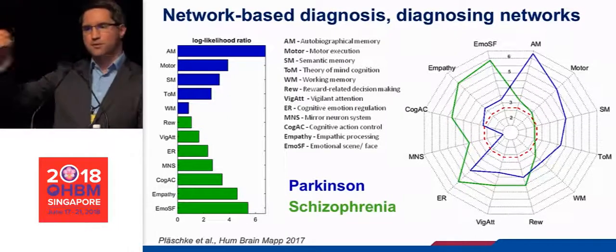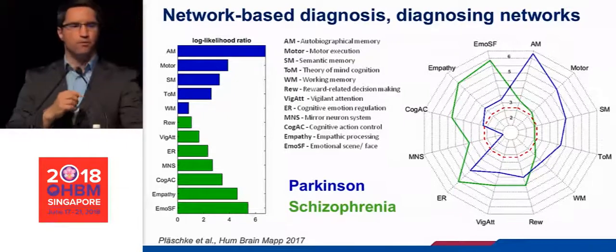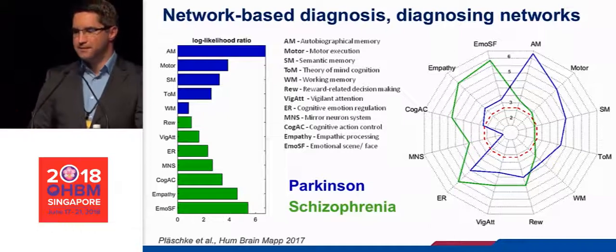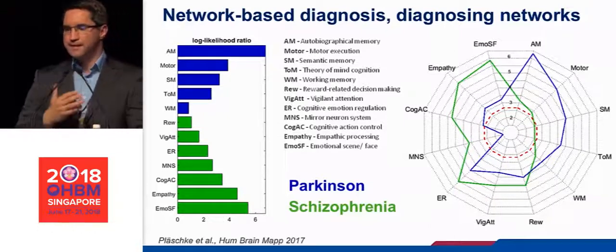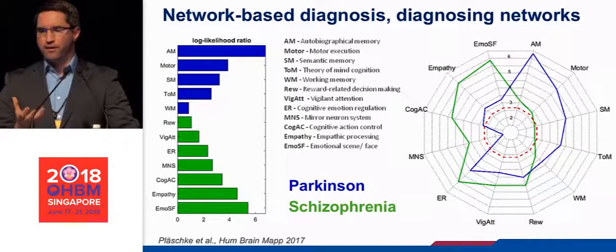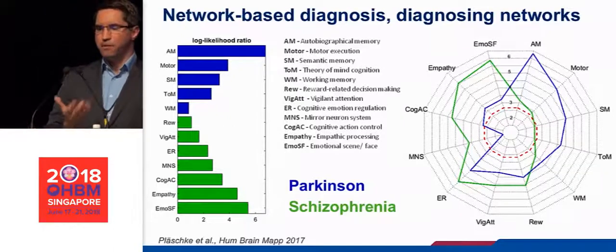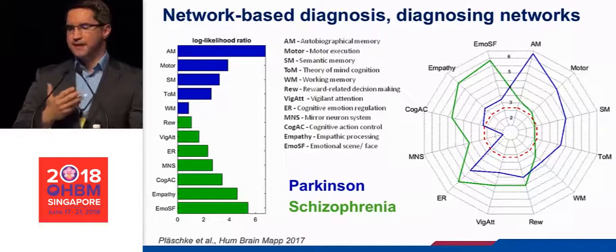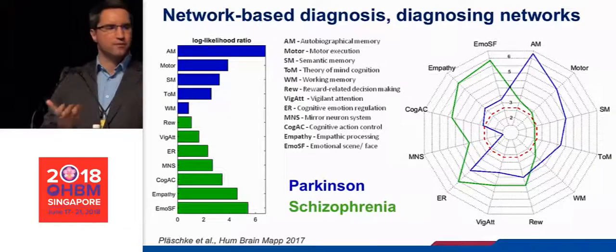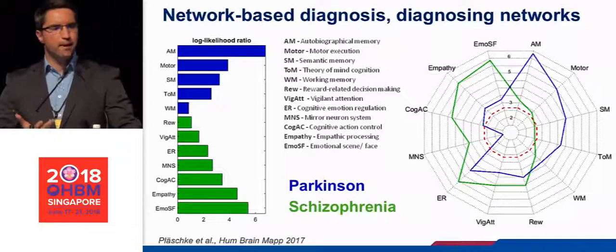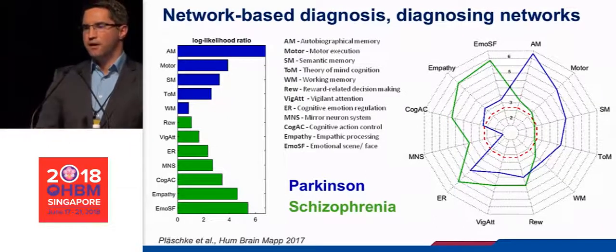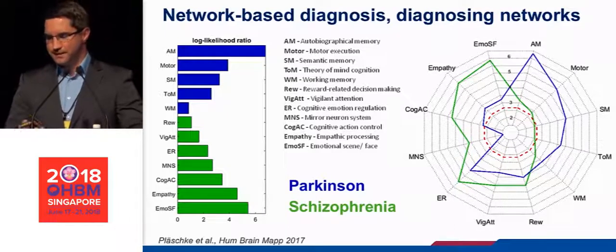So again, this goes into this bidirectional loop between understanding brain organization and predictive analysis. In particular, what we see here is that it's the memory, autobiographic memory, and semantic memory, as well as the motor network that are best predictive for Parkinson's, and it's the emotion processing, empathy, and cognitive control networks that are mostly disturbed in schizophrenia. This fits a lot of the behavioral characteristics quite nicely.